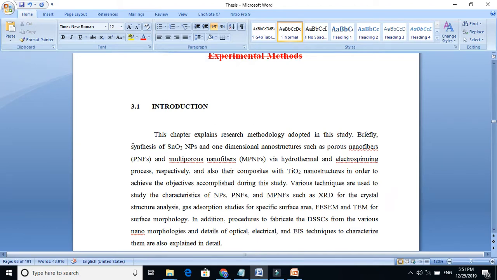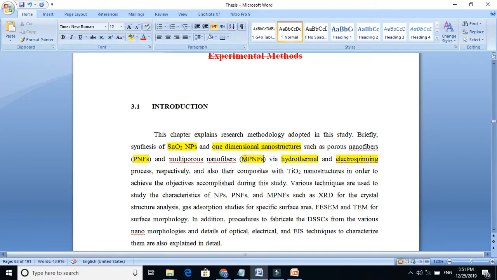Briefly, what I am doing is the synthesis of tin oxide nanoparticles and one-dimensional nanostructures such as porous nanofibers and multiporous nanofibers via the hydrothermal method and the electrospinning process respectively. You see, I am telling the readers that I am making tin oxide. Synthesize means making. When you combine something, it is called synthesis. I am synthesizing tin oxide nanoparticles in one-dimensional structures such as porous nanofibers, where there are pores, and multiporous nanofibers, where there are multiple pores.